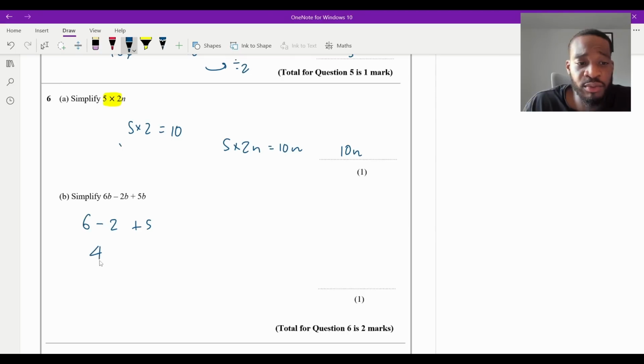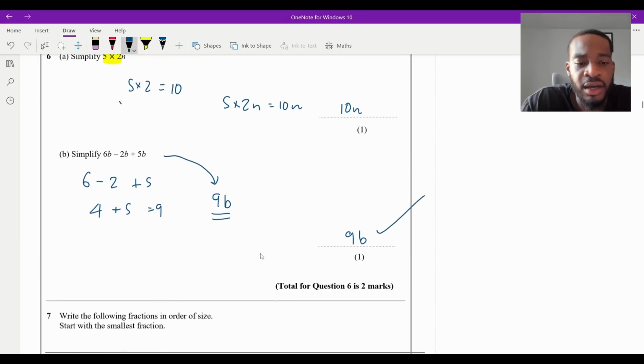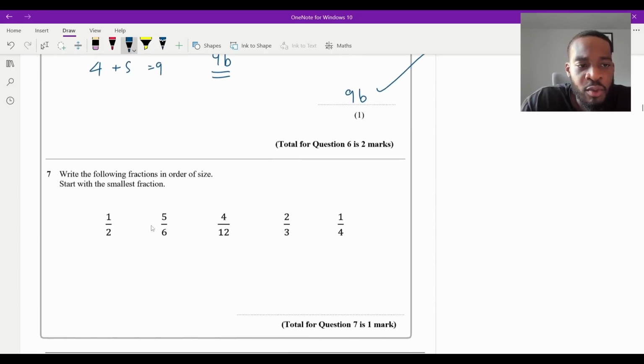6 take away 2 is 4. 4 plus 5 is 9. So therefore this here is just 9b. So therefore the answer is just 9b. Okay, so we've done that one. Next one. Question 7.